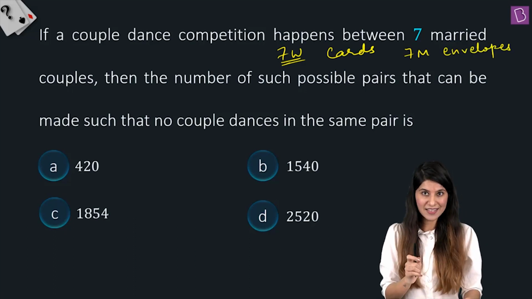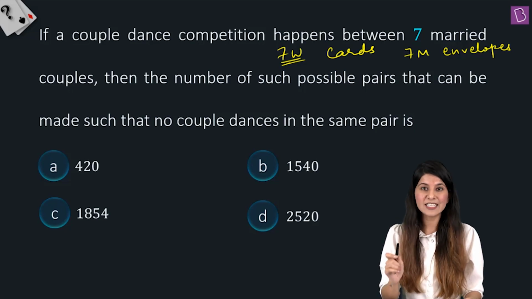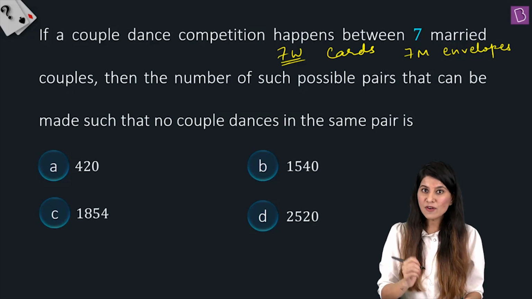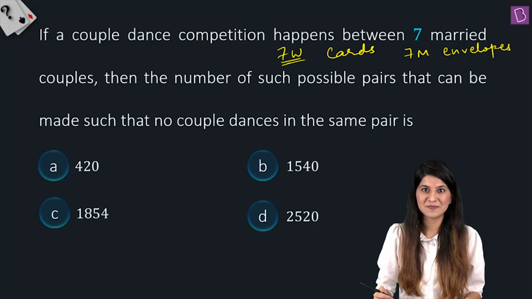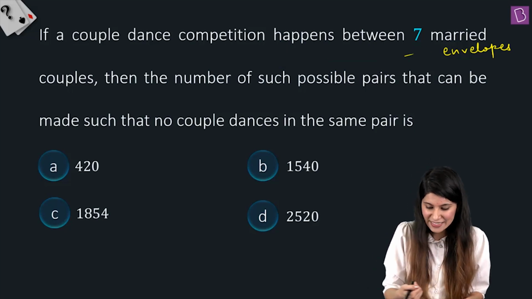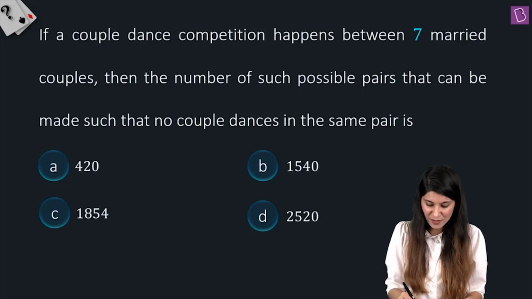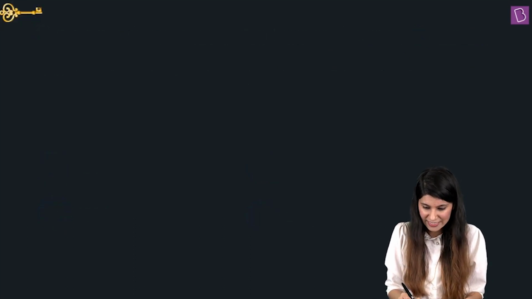Now no card should go in their right place. That means no woman is going to dance with their respective men. Right? So that is a clear-cut problem of derangement. So we just need to calculate D7. Do you know the formula of Dn?